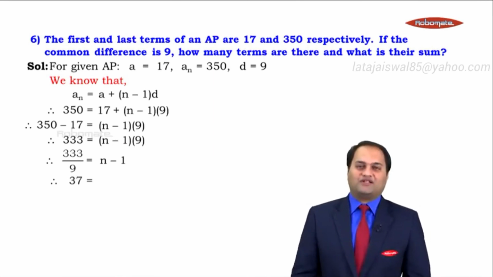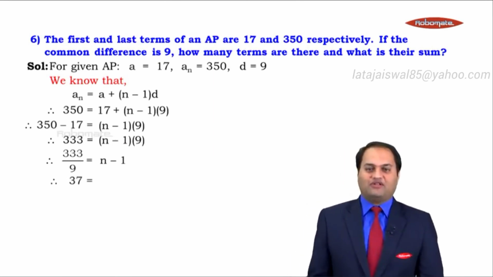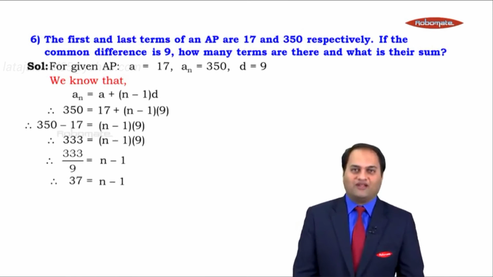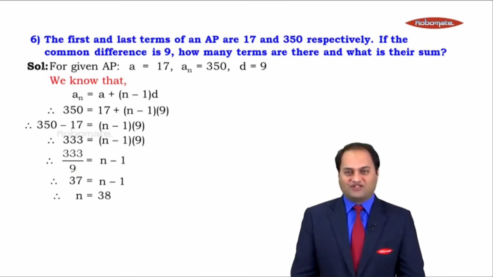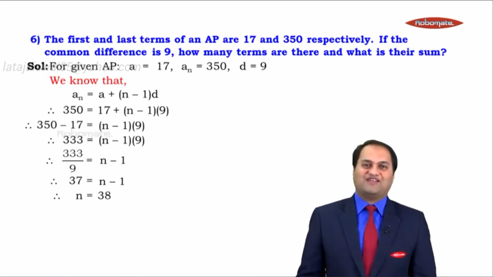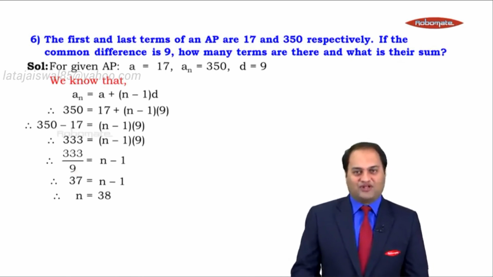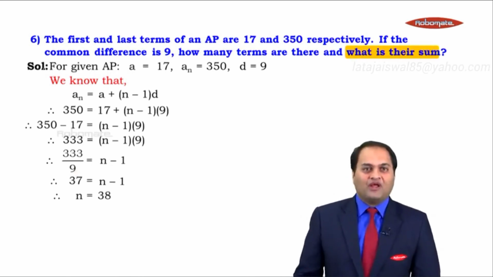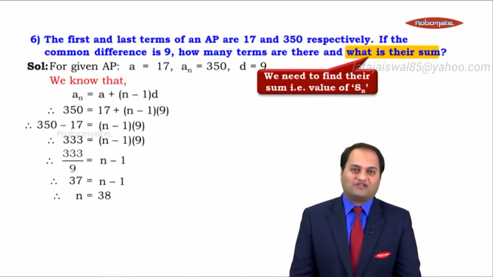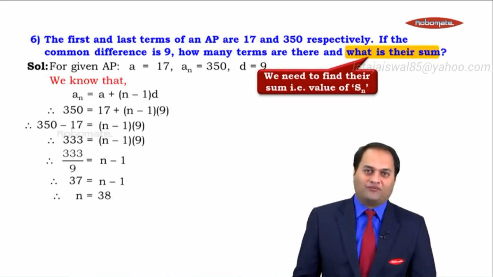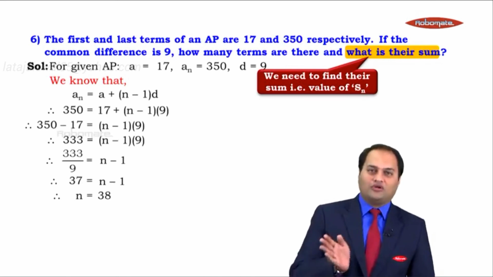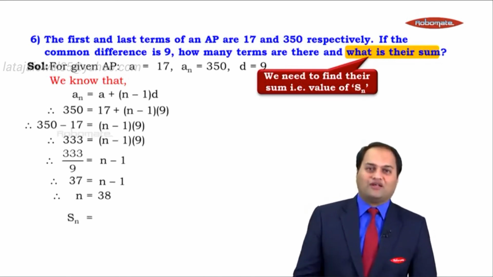Let's do the calculations. We get 9 37s are 333. So 37 is equal to N minus 1. Minus 1 goes to the other side. We get 37 plus 1 is equal to N. So N is equal to 38. So there are 38 terms in the AP. Now the question is, what is their sum? We are supposed to find the value of SN. So you need to use the SN formula. AN is also known, D is also known, so you can use either of the two formulae.